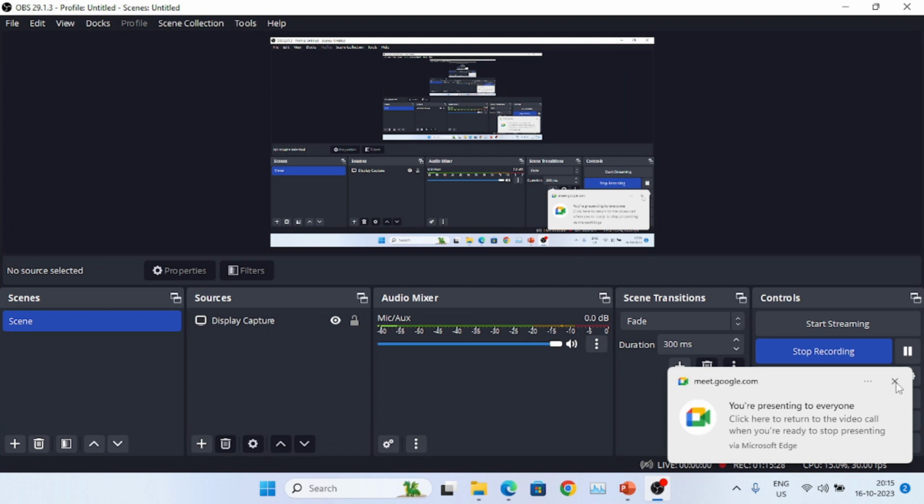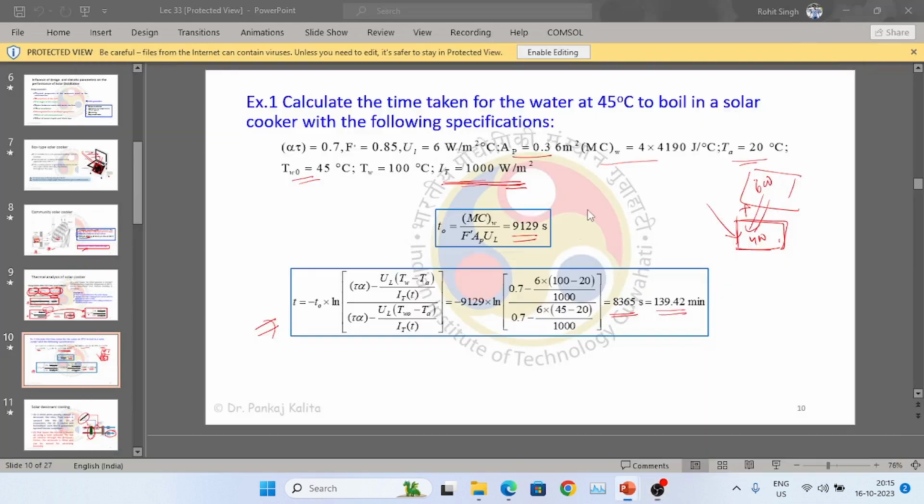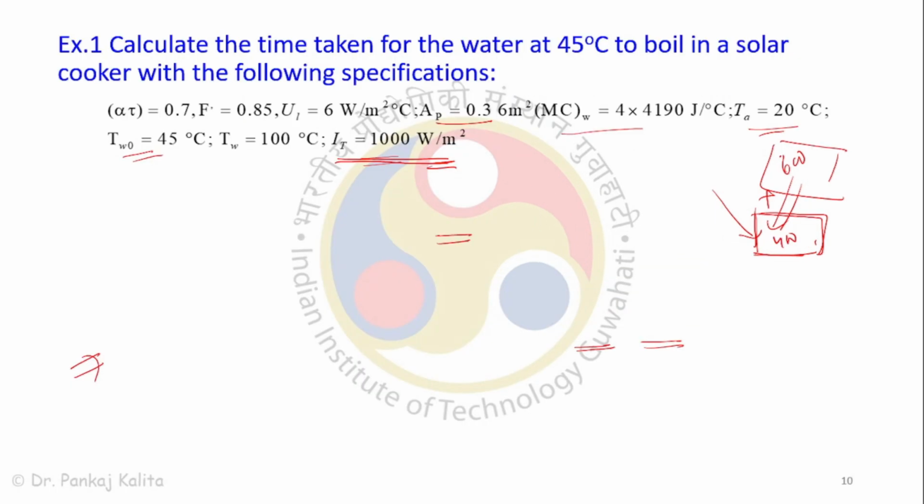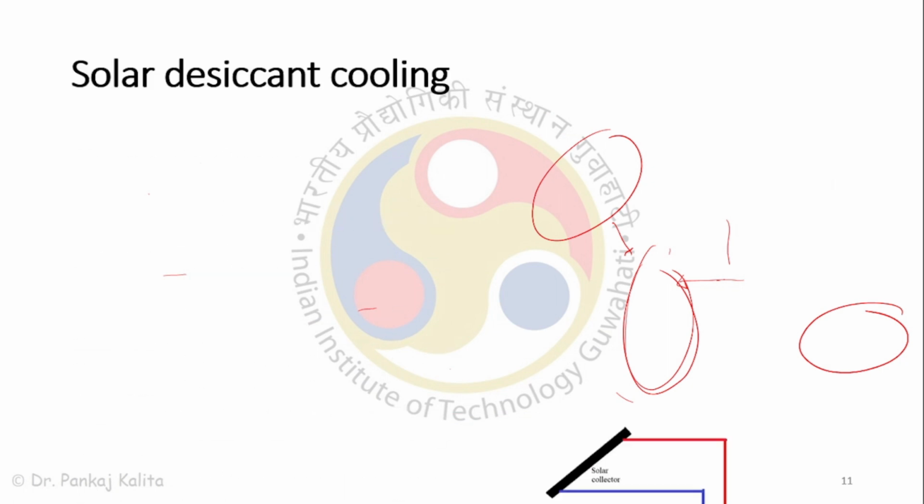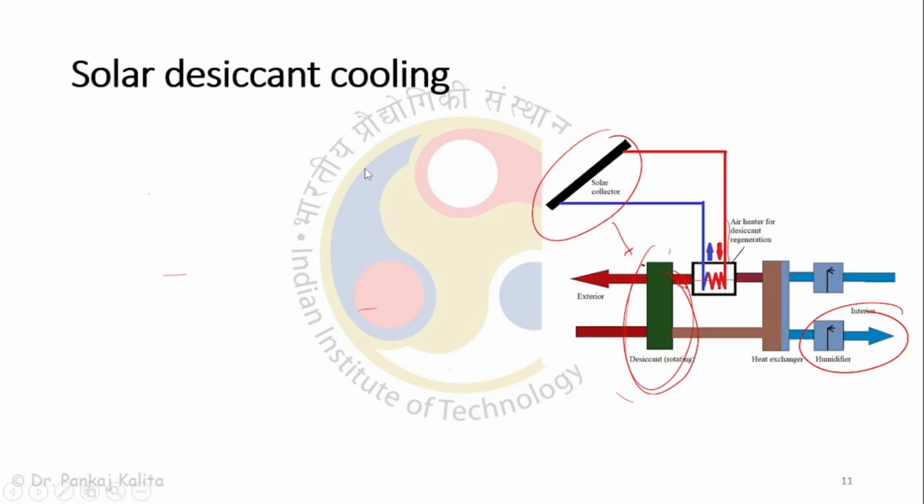Okay, so let me move forward. I think we discussed this. Now this is another thing, solar desiccant cooling. Basically cooling systems like air conditioning, we can use solar desiccant also. A desiccant is something that absorbs humidity from the atmosphere, or from anything. Silica gel is a desiccant. It can be liquid type or solid type also. Salts are generally liquid desiccants. So this is how it works.